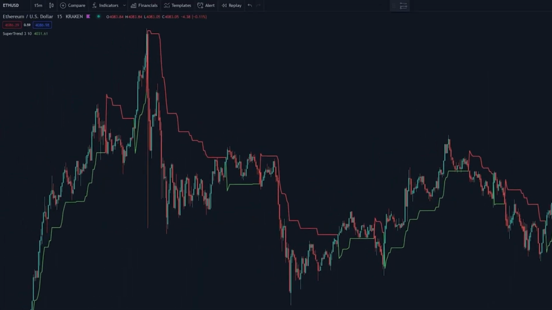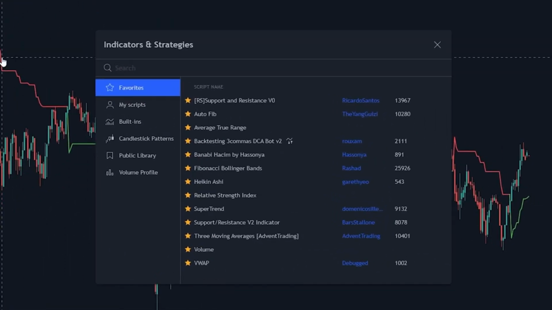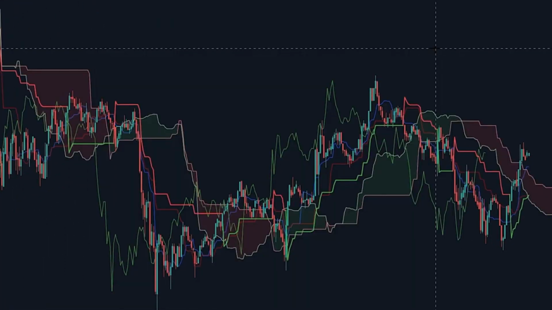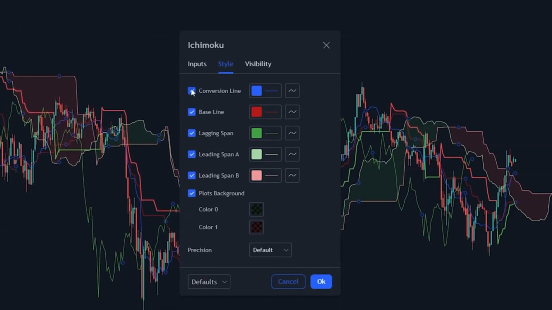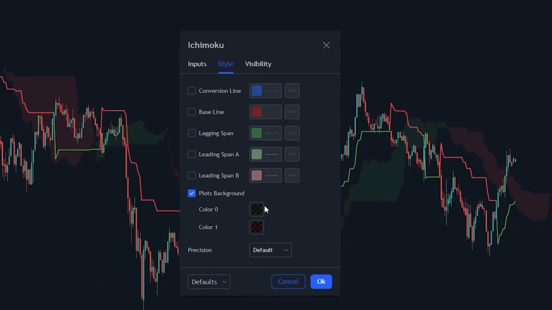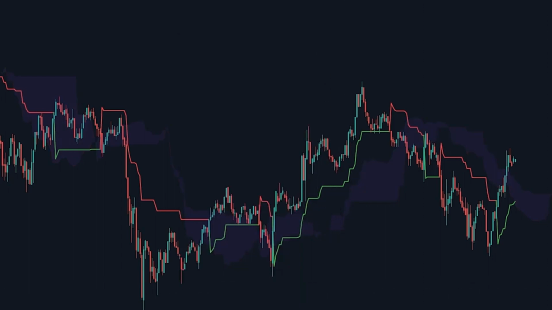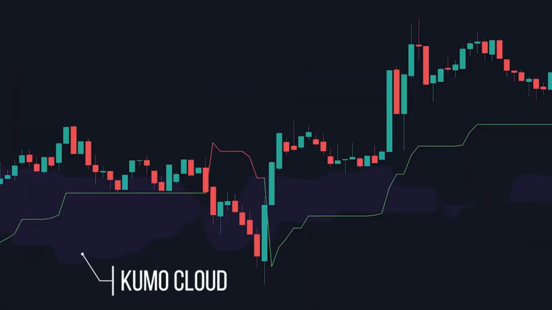To add this indicator, go to the indicators tab and type in Ichimoku. We're also going to clean up our chart a bit because this indicator's default settings are really messy. Just uncheck the top 5 boxes and then change these plot backgrounds to purple so it's easier to read. Now that we have that set up, let me explain how the strategy works. So this purple area is called the Kumo cloud.